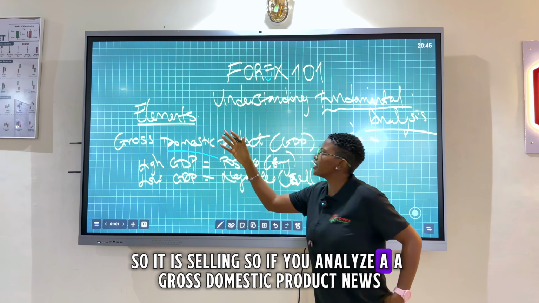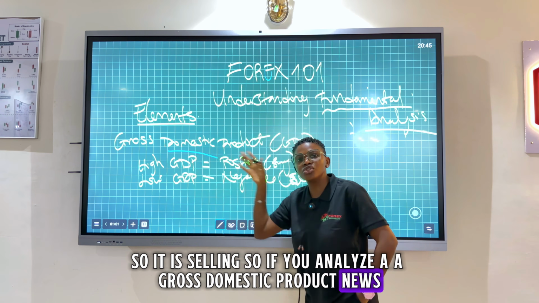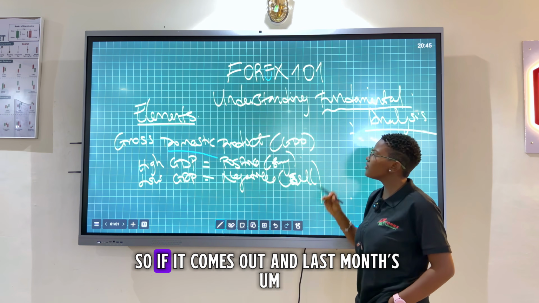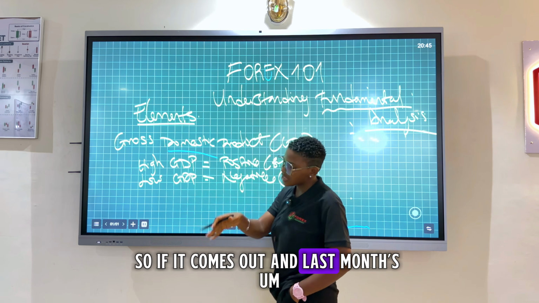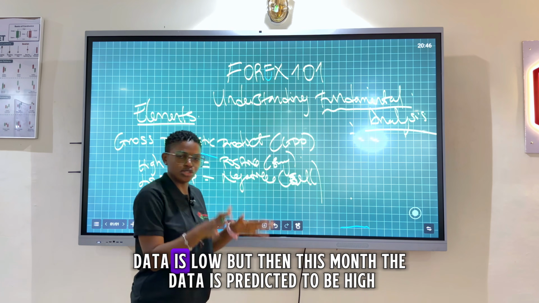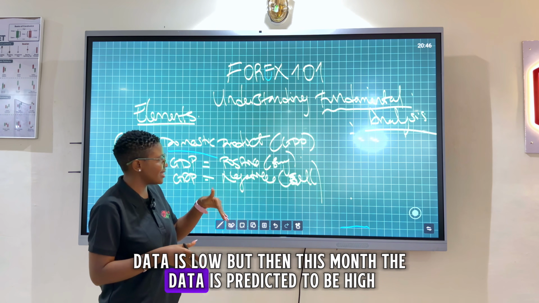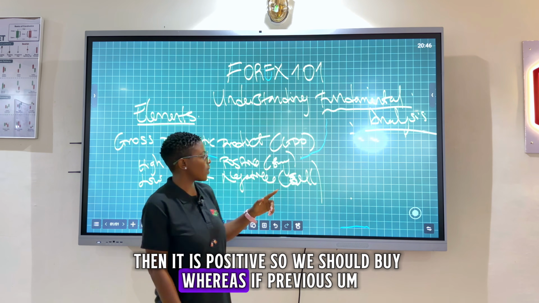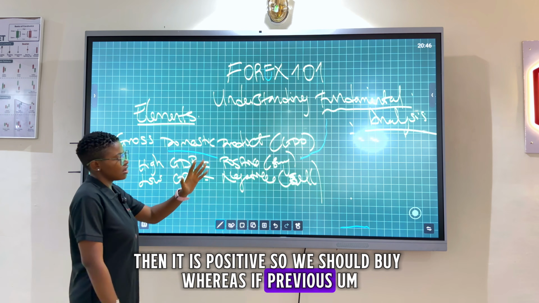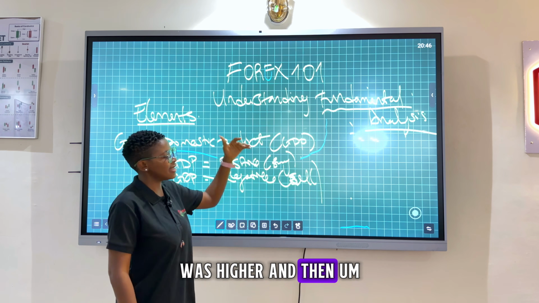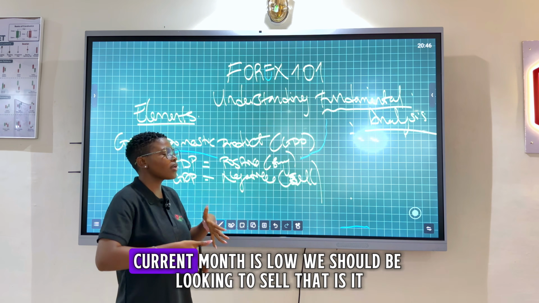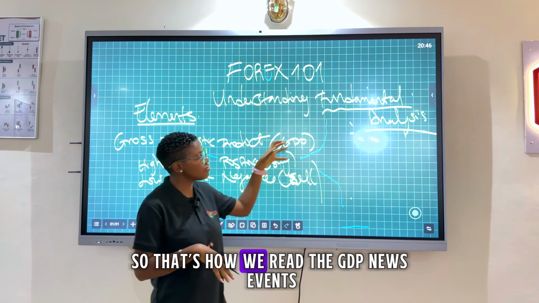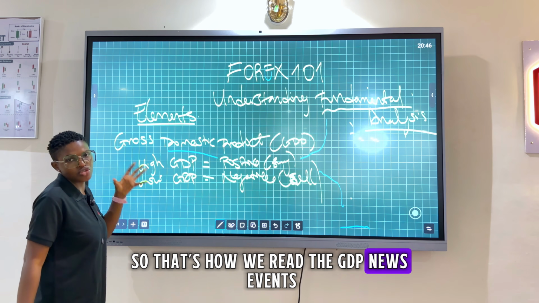So if you analyze a gross domestic product news, because it will always come out as GDP. So if it comes out and last month's data is low, but then this month's data is predicted to be high, then it is positive, so we should buy. Whereas if previous was higher and then current month is low, we should be looking to sell. That is it. So that's how we read the GDP news event.